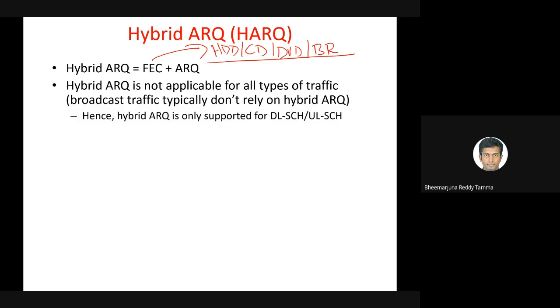And also, we don't use the hybrid ARQ for all of the downlink channels or for all of the traffic channels out there. We use hybrid ARQ only in the case of the downlink shared channel and uplink shared channel, which carry the user data. For the channels that carry broadcast traffic and the random access channel, you don't use hybrid ARQ.